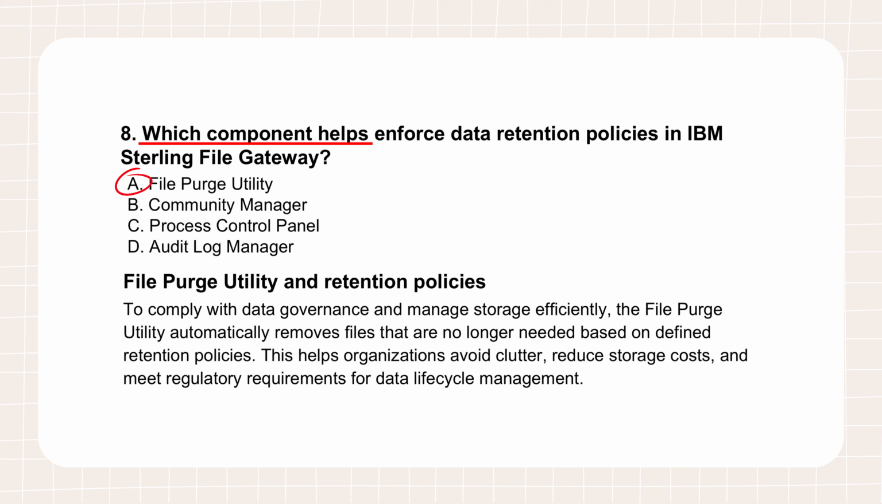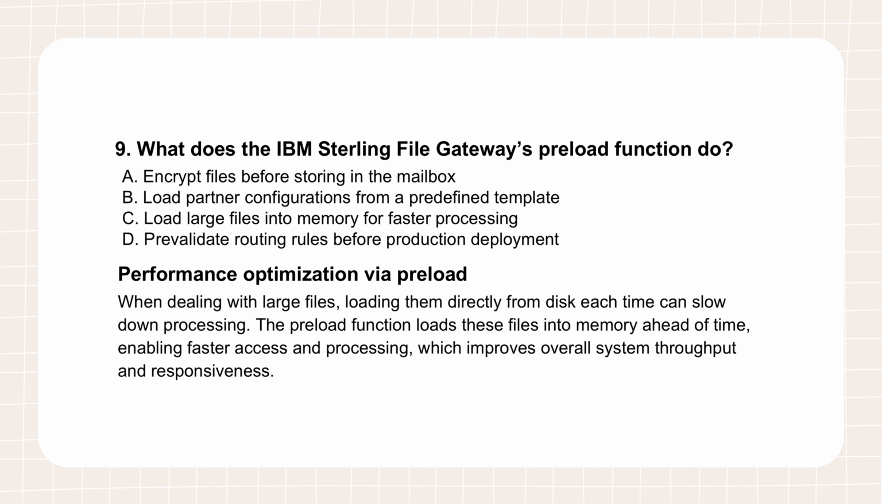Got it. Okay, let's switch to speed, making things faster. Question 9 asks what the File Gateway's preload function does. Answer C, load large files into memory for faster processing. How does loading into memory speed things up? Well, there's a huge speed difference between reading data from a hard disk versus reading it from the server's main memory, the RAM. Disk access is relatively slow. Memory access is lightning fast.